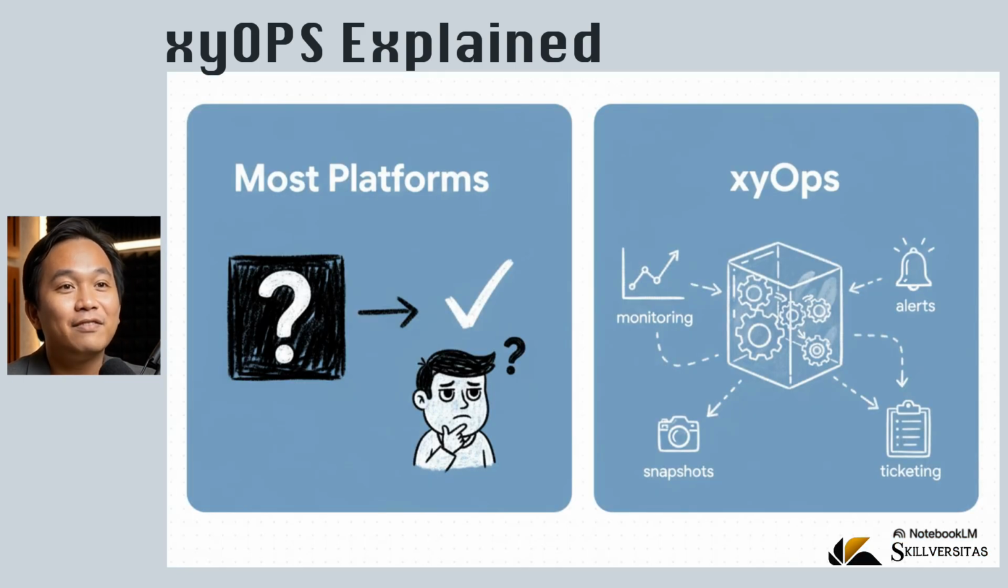And here is the fundamental difference. You see, most platforms are pretty good at their one job, running tasks, but they often act like a total black box. When something goes wrong, you get almost zero context. xyOps is built on a totally different philosophy. It's all about creating connections, forging this unbreakable chain that links every single job directly to its monitoring data, its alerts, to server snapshots, and even to the tickets that get created.